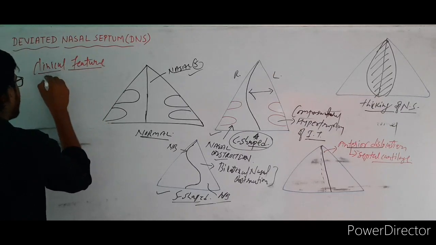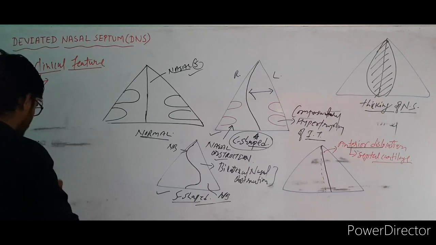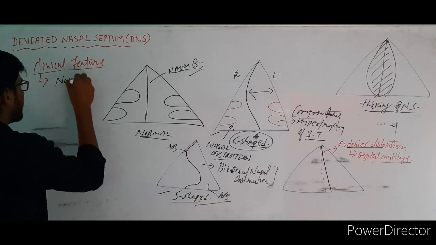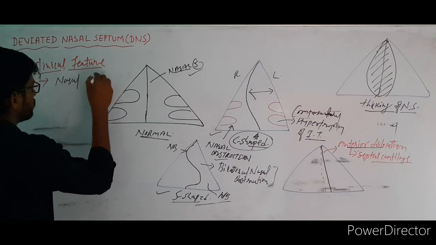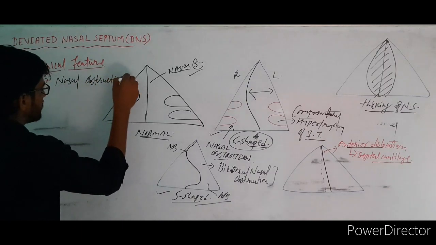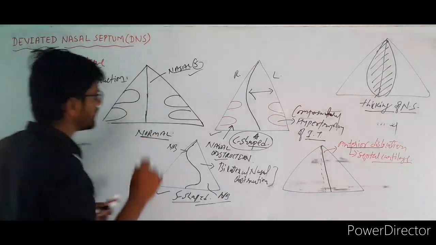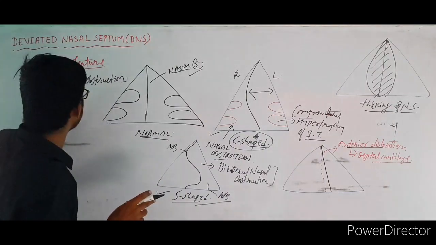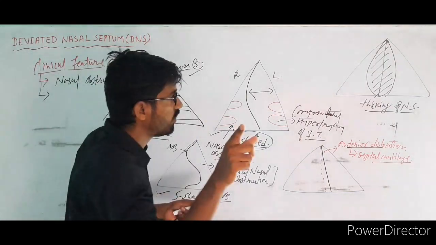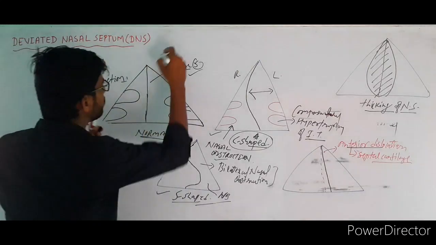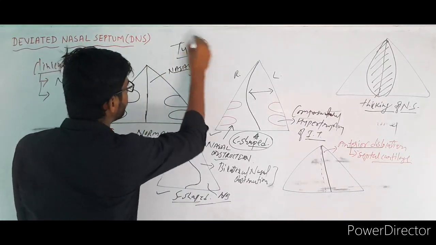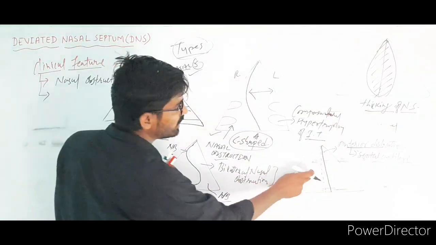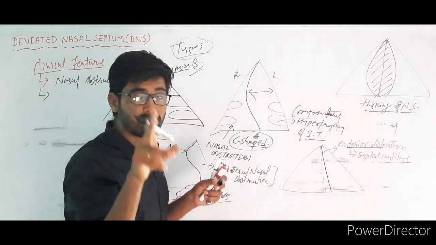Nasal obstruction is the main clinical feature. The patient comes complaining about nasal obstruction. These all are the types I have discussed: normal, C shape, S shape, anterior dislocation, and thickening of the nasal septum. One more, that is called spur.